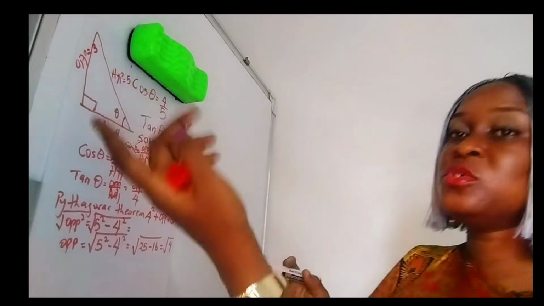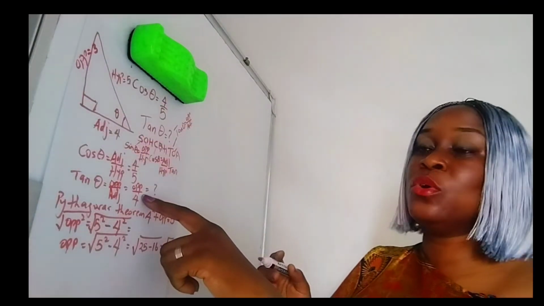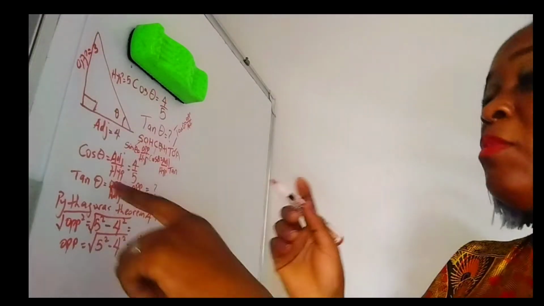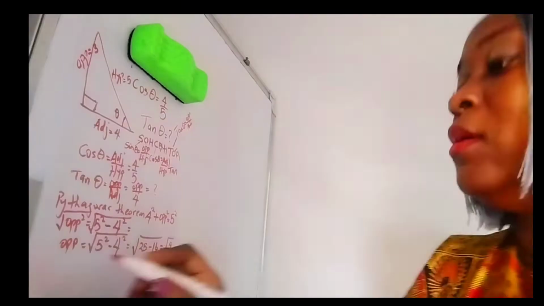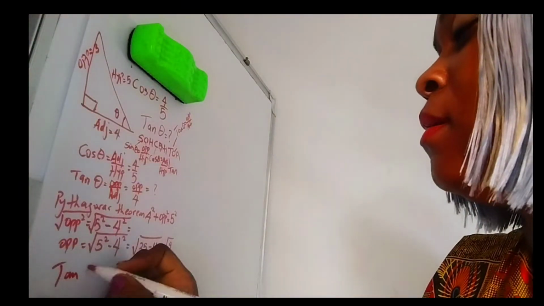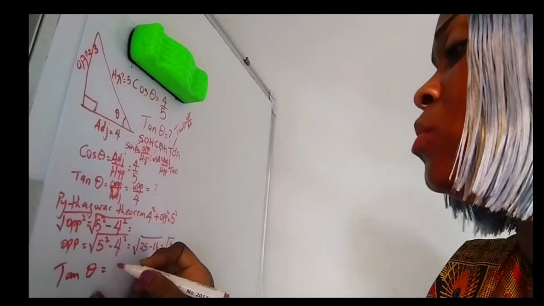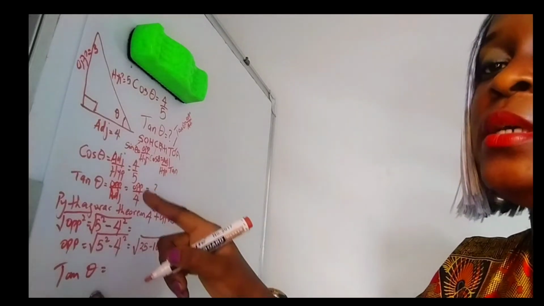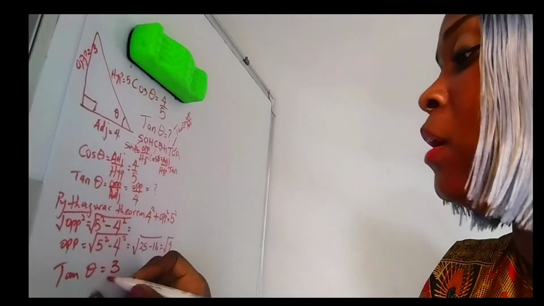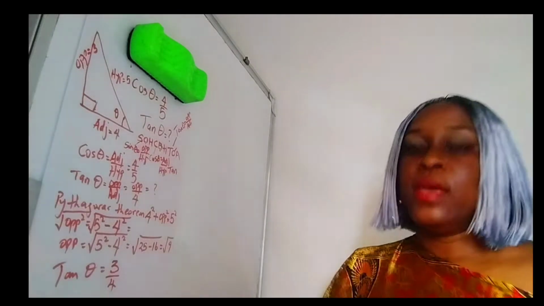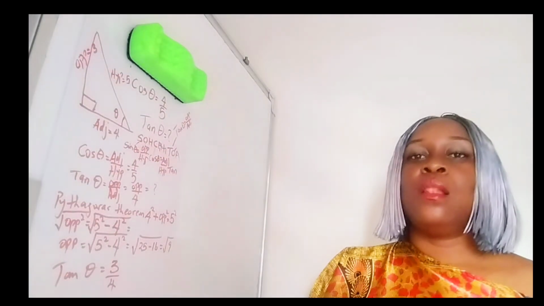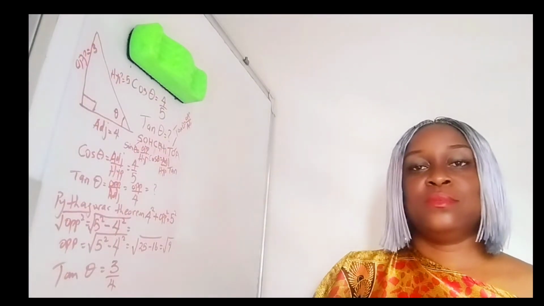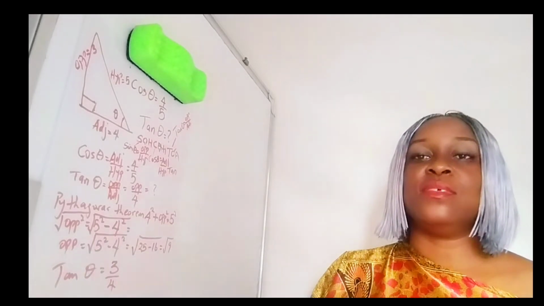So we're going to substitute this value that we do not know in our tan theta. Remember, we're looking for the value of tan theta. So we say tan theta is equal to opposite over 4. Opposite is 3, all over 4. And there we have our lovely, simple, beautiful answer for this.